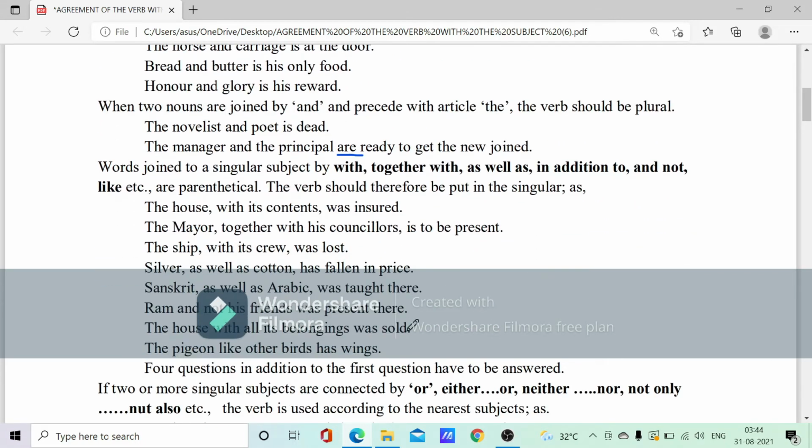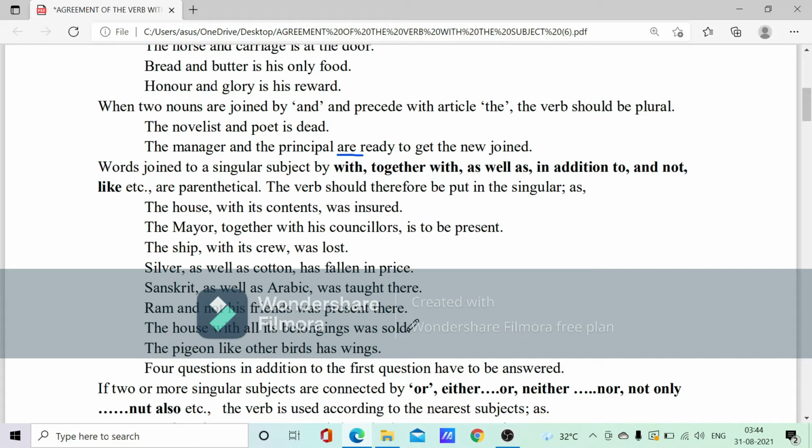Then the next rule: words joined to a singular subject by with, together with, as well as, in addition to, and not like, etc. are parenthetical. The verb should therefore be put in the singular. Here, my dear students, what does this rule say to us? That if two subjects are joined with, together with, as well as, in addition to, and not like, etc., then in that case you need not apply a plural verb with that subject.